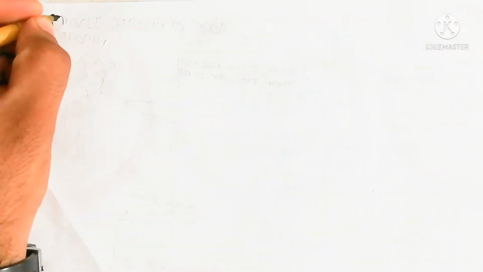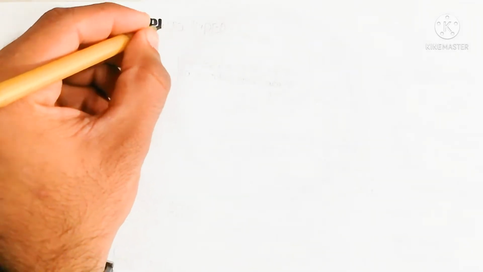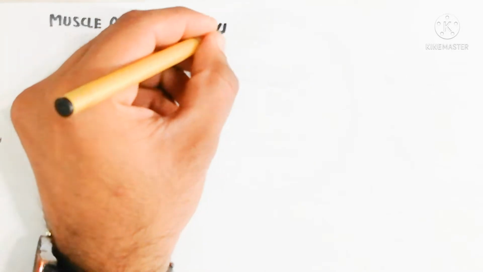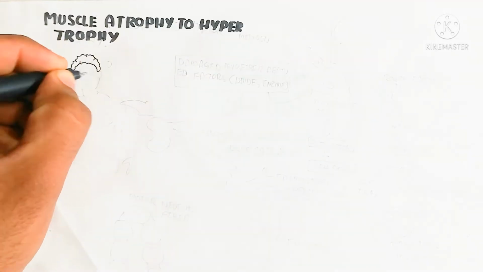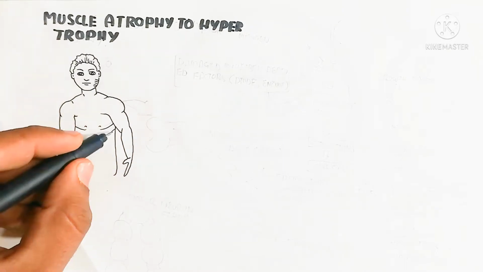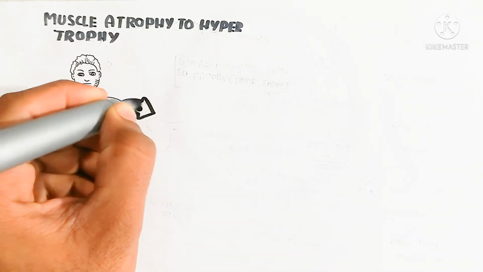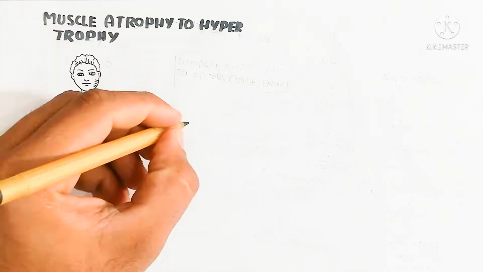Hello, in this video we will discuss muscle atrophy to hypertrophy. What does that mean? Muscle atrophy means the decreasing of muscle mass. Hypertrophy means the increasing of muscle mass.